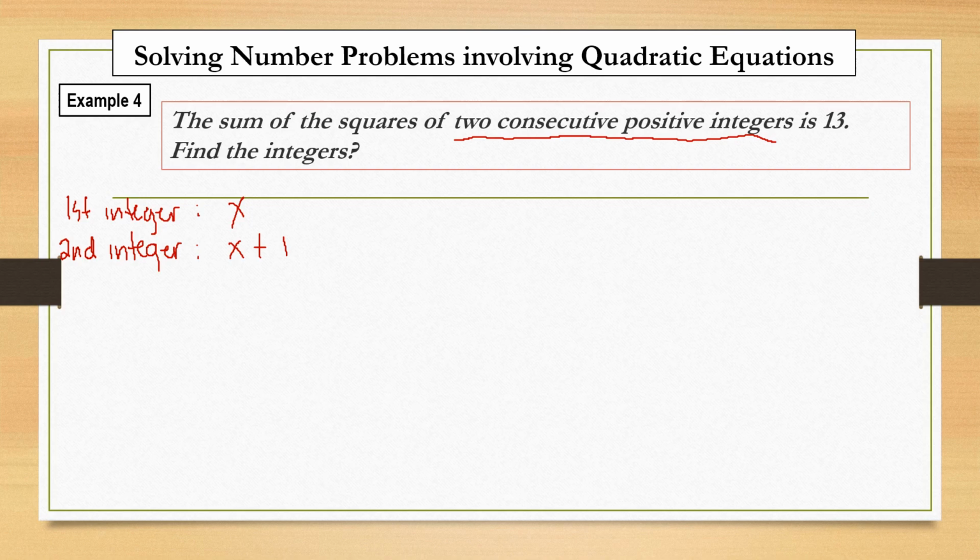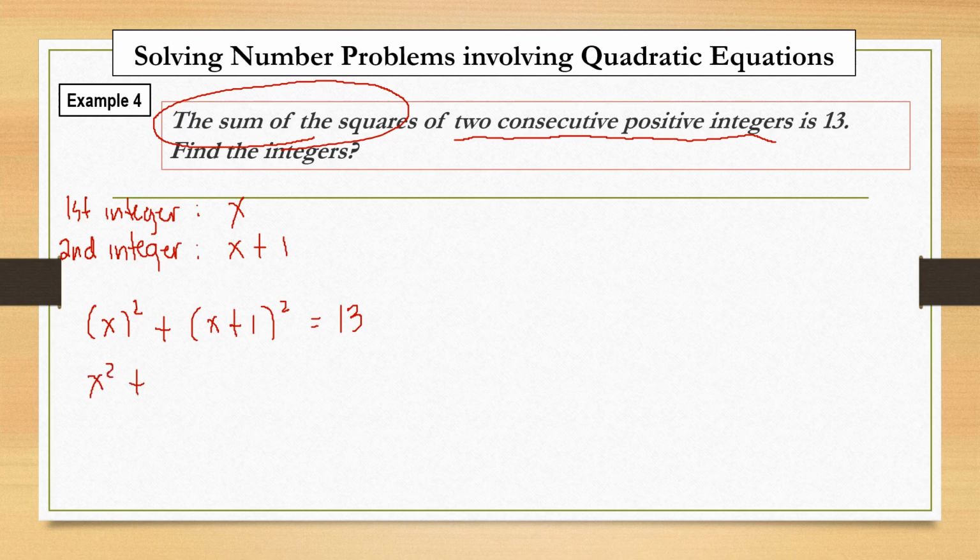Okay. The sum of their squares, so we have x squared plus quantity x plus 1 squared. So the sum of their squares is 13. Now let us simplify the given equation. So what is the square of x? We have x squared. Then quantity x plus 1 raised to the second power is equal to, this is squaring a binomial. Square the first term, and then multiply the two terms. x times 1 is x, get twice of it. So twice of x is 2x. And then square the second term. 1 squared is 1, is equal to 13.